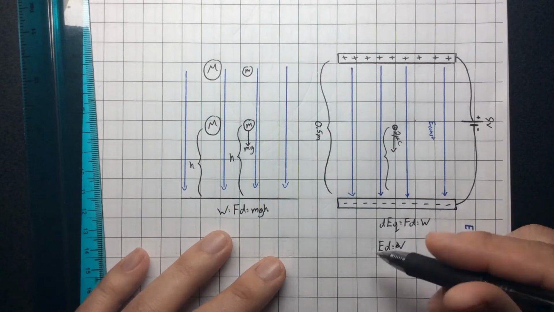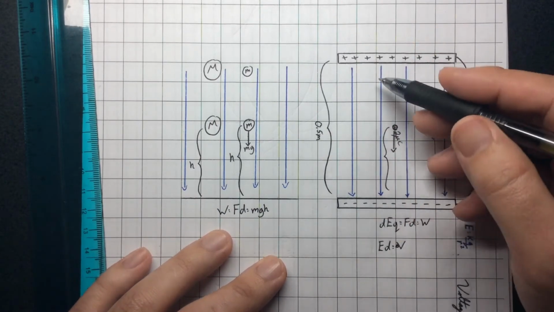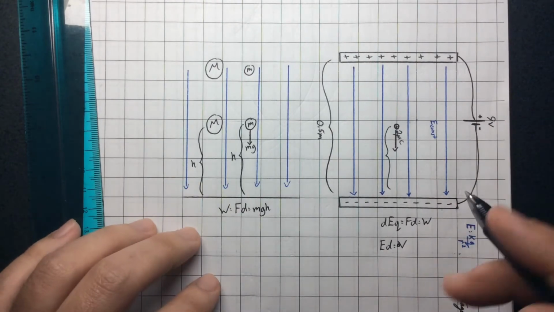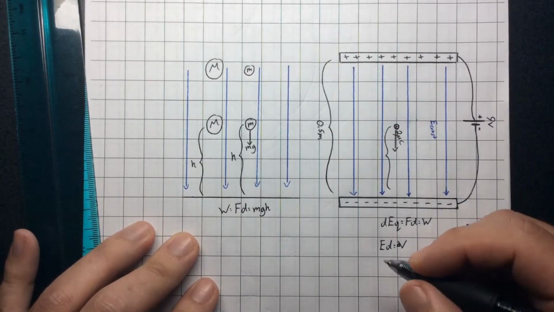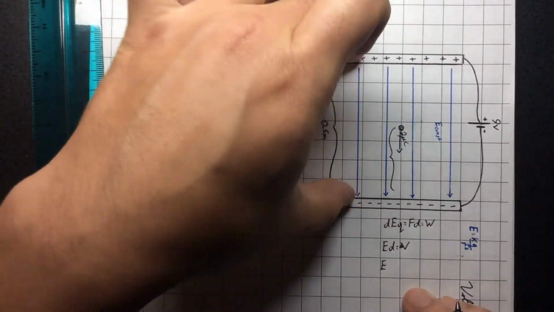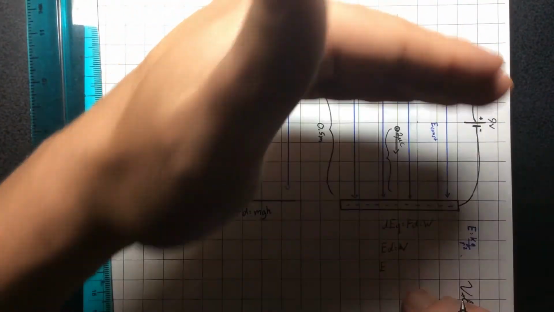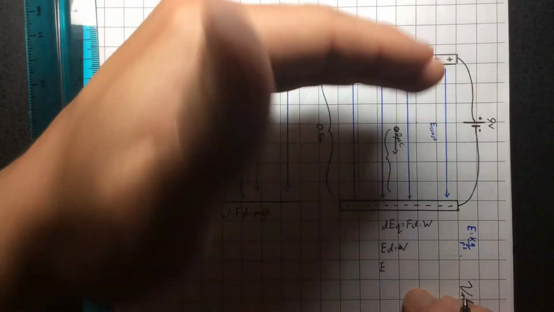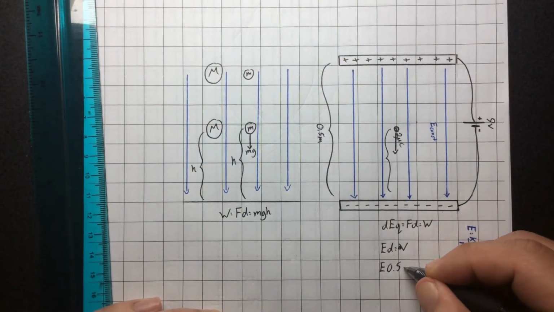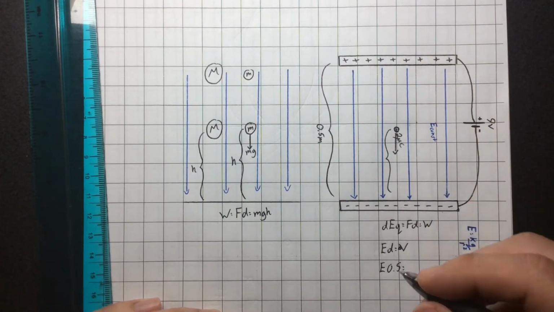So E times D. The reason why I didn't want to say how strong this electric field was is because I don't know. And so I can go back and say, all right, now I can figure it out. E is what I'm looking for. D, this full distance between the top and bottom, this full 9 volt difference, okay? The D is going to be 0.5. And the potential difference here is 9 volts, so I'm going to just put 9.